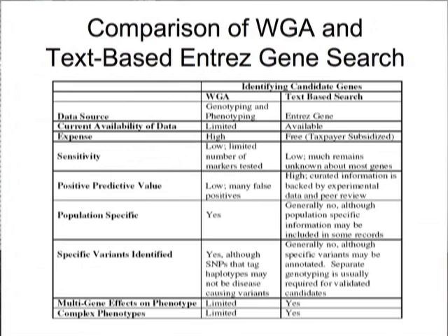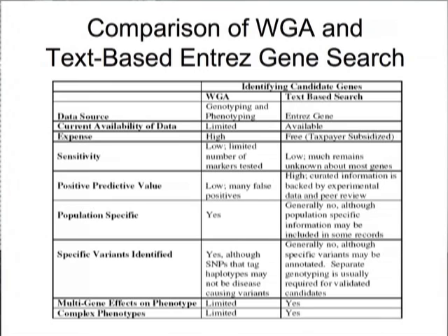The reason that the sensitivity is low in whole genome association is because you look at a relatively limited number of genetic variants. In the case of the Entrez Gene search, there is much that is left to be understood about almost all genes, so the sensitivity of your query is relatively low in both cases.